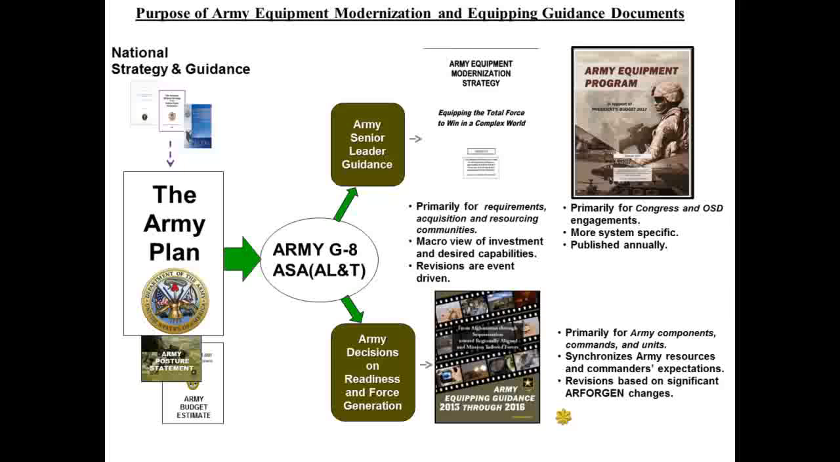Then you also have the Army Equipping Guidance. This is more the tactical level guidance, which is focusing on, hey, units, we're planning to push this stuff out, start for your planning purposes, things of that nature. So letting the units know this is what the equipping guidance is coming out. Then you have the third document, the Army Equipping Program in support of the President's budget, primarily for Congress, to let them know, hey, along with our budget submission and the POM, these are some of the pieces of equipment that we're thinking about producing.